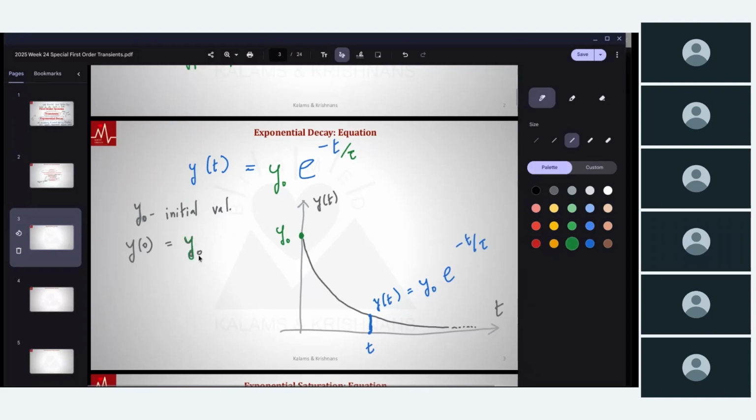Y0 is this initial value, the starting height here. Whatever height you are starting from, it exponentially drops, with this exponential function e power minus t by tau. What does this tau do? Tau goes by the name time constant. Time constant changes how fast this curve goes to 0. It can go really fast or it can go very slow.